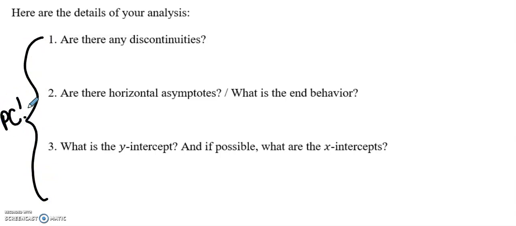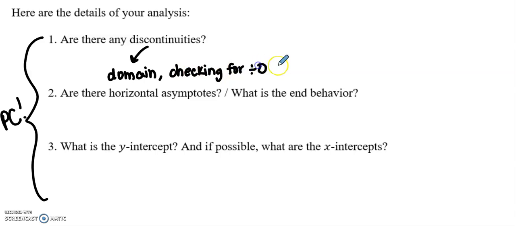pre-calculus. Woo! So you want to check if there's any discontinuities, which is the same thing as finding the domain, which is checking for any place that we divide by 0, whether that be a hole or a vertical asymptote, right? Whether it's a removable discontinuity or a non-removable.